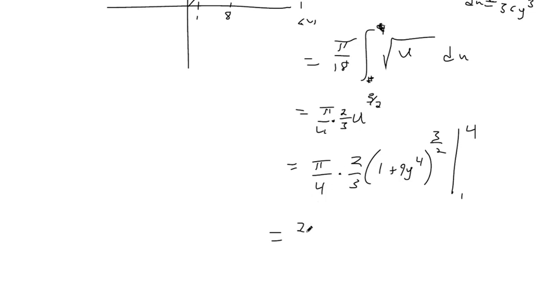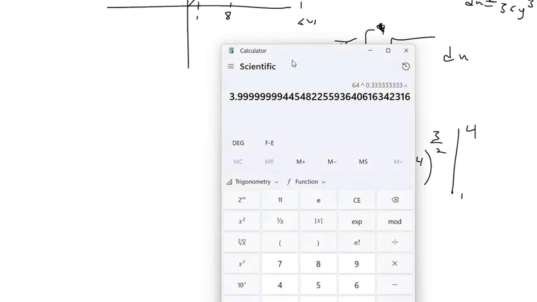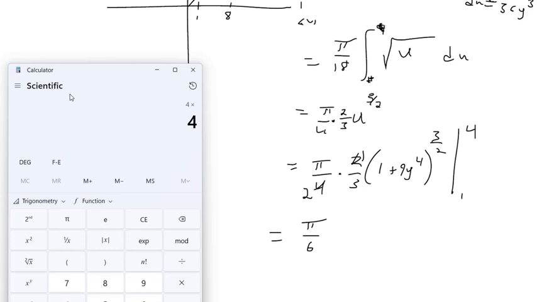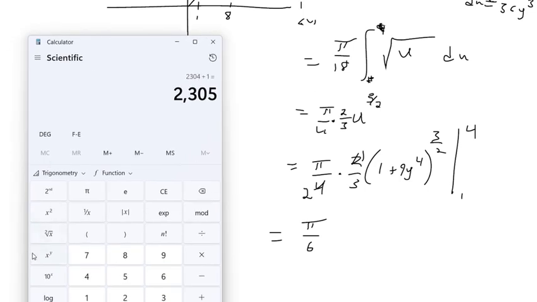So we got 2 pi here. This simplifies. So we got pi over 6. And then if we plug in 4 to the fourth times 9 plus 1. And then this is to the 3/2 power, so it's the 1.5 power.